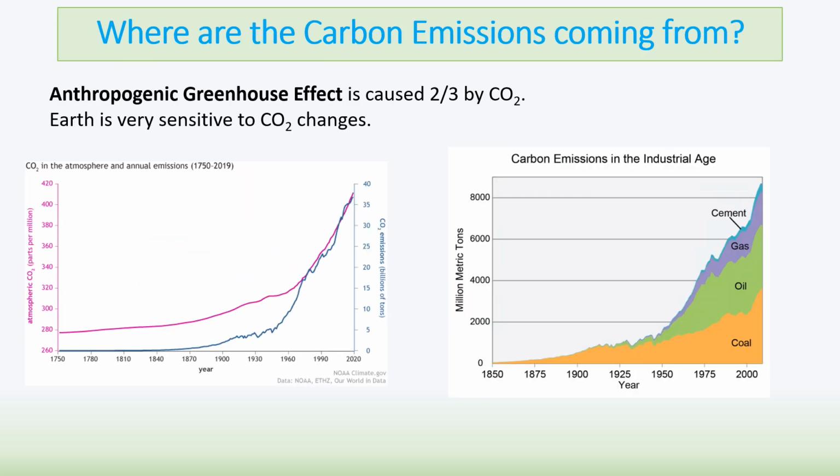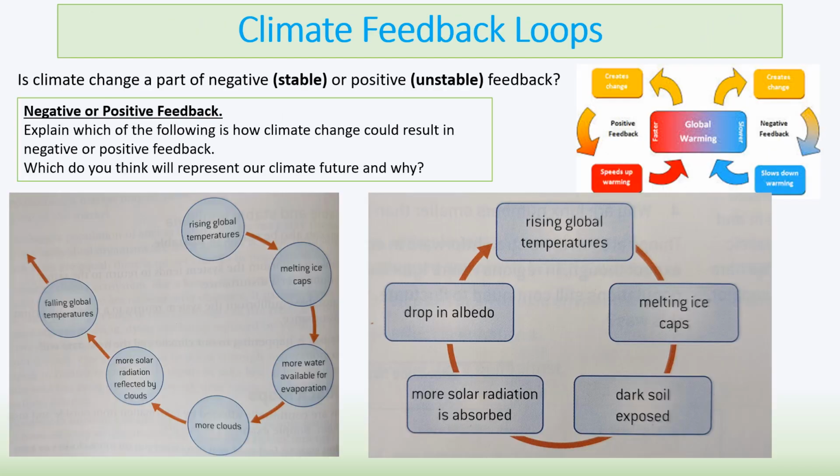But when we look at carbon emissions, we can work out where our carbon emissions come from. So there's lots of different sources which we are aware of for emissions of carbon dioxide. Now, one thing which is being looked at and worried about, I suppose, is how will climate change affect conditions on the planet? Is climate change part of a negative feedback loop or a positive feedback loop?